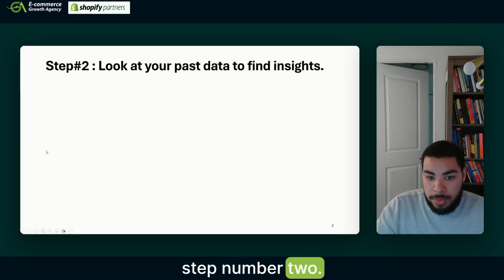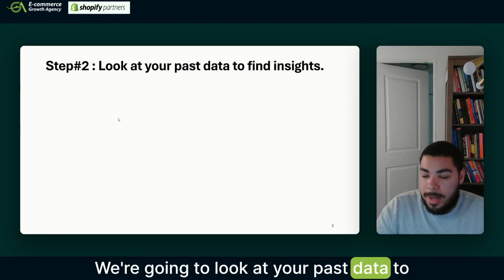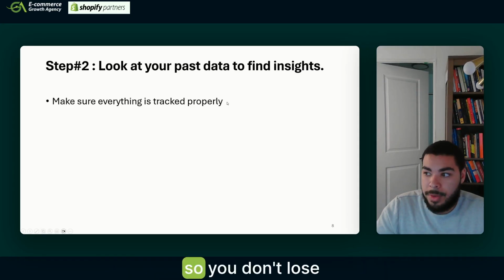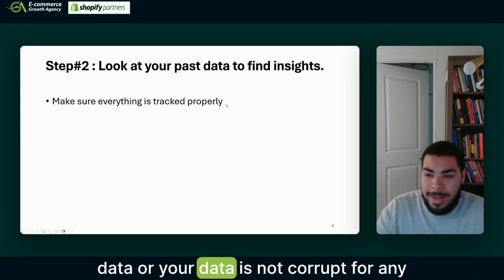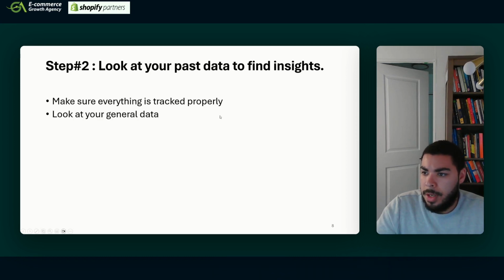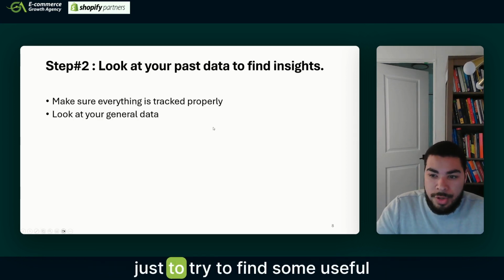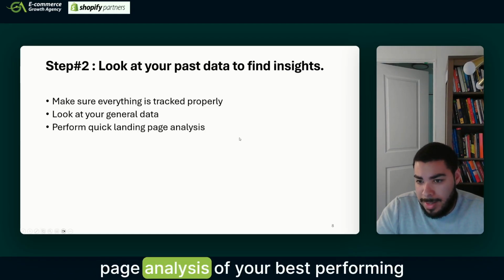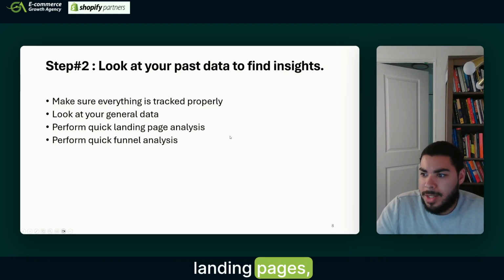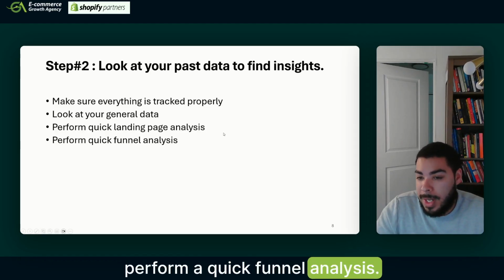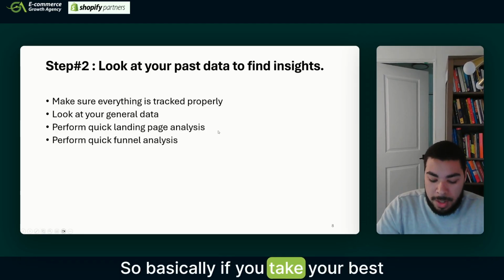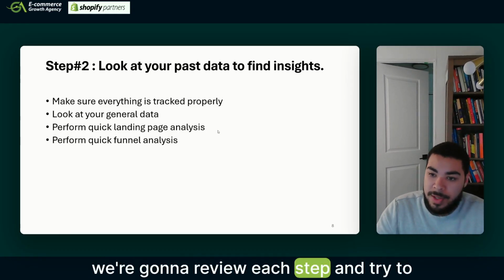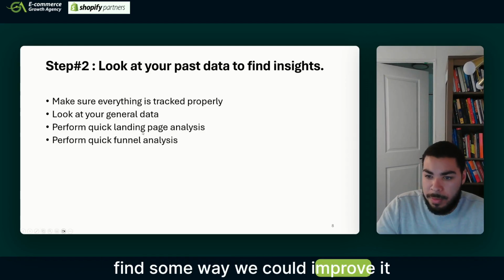analysis. Step number 2, we're going to look at your past data to find insights. We're going to look at things like to make sure everything is tracked properly so you don't lose data or your data is not corrupt for any reasons. We're going to look at your general data just to try to find some useful insights. We're going to perform a quick landing page analysis of your best performing landing pages. Perform a quick funnel analysis. So basically, if you take your best funnel, each step of the way, we're going to review each step and try to find some way we could improve it.